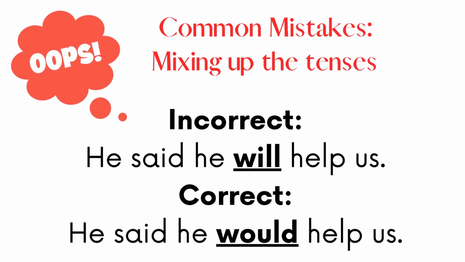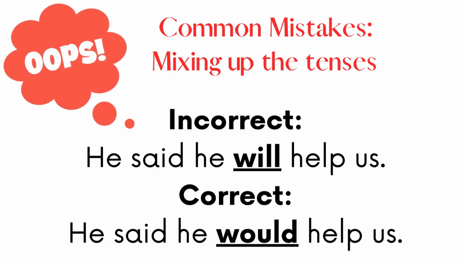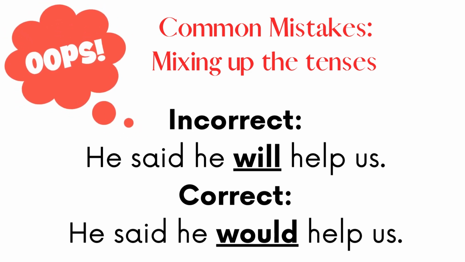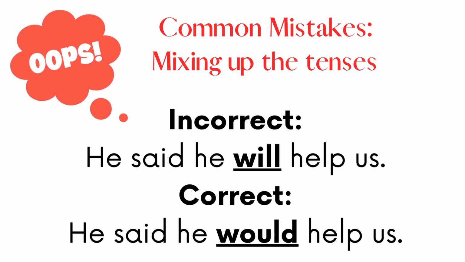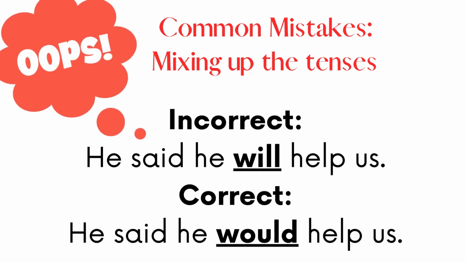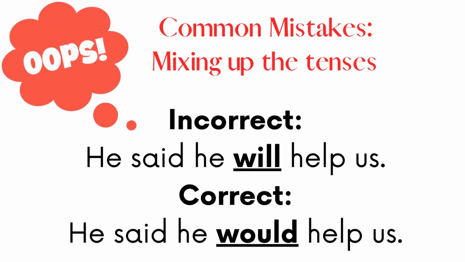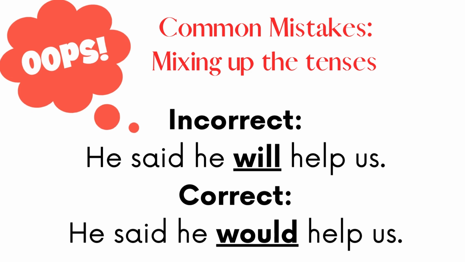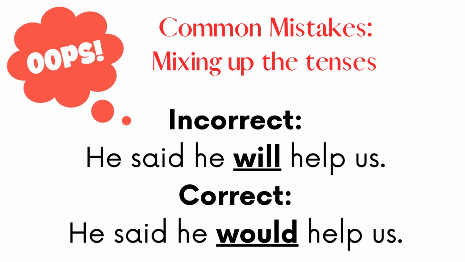Common mistakes include mixing up the tenses or using the present tense instead of keeping it consistent in the past. For example, here we have two sentences. One is correct and the other is incorrect. Let's read them. He said he will help us. Instead, we have to say, he said he would help us.